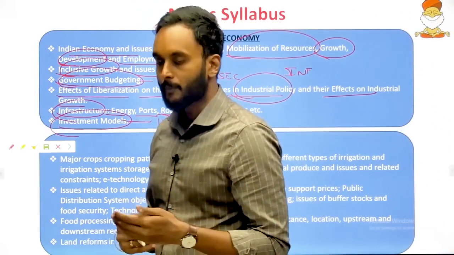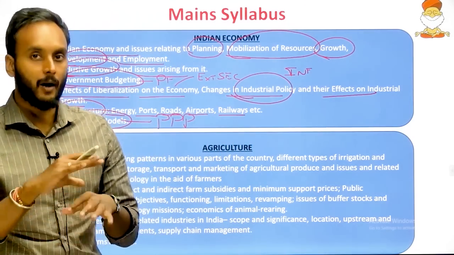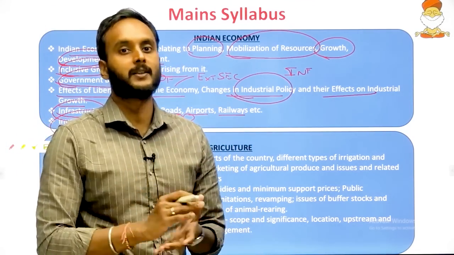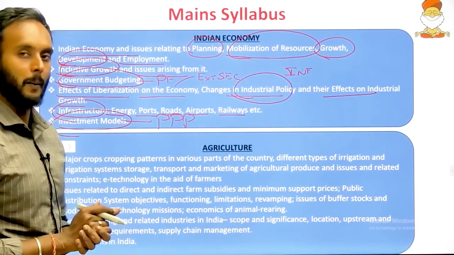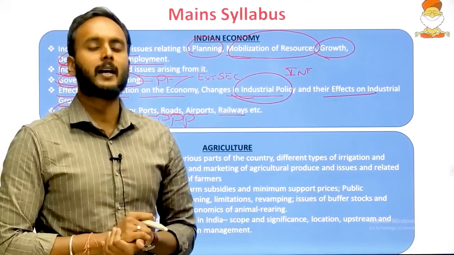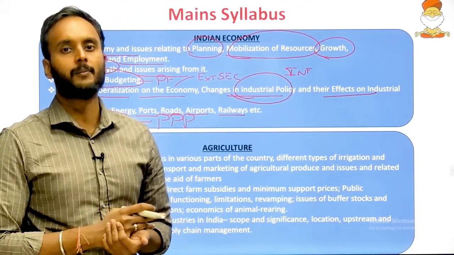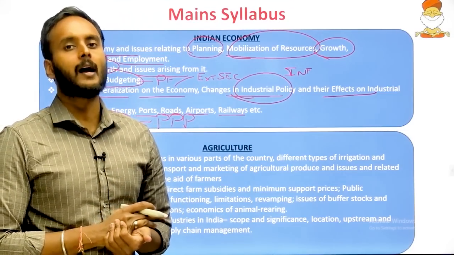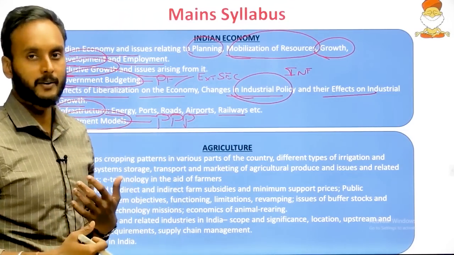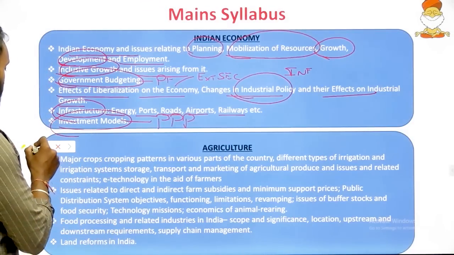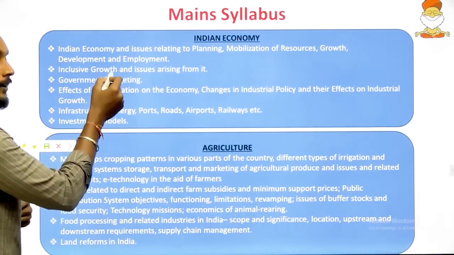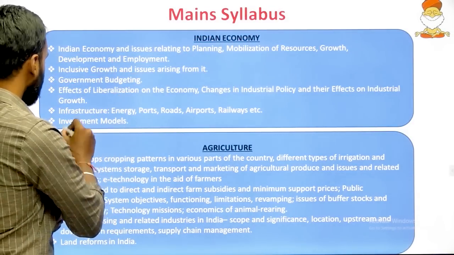So now that we understood how the mind map works and how the subjects and chapters are interlinked, now let us see how questions have been asked. What are the trends of economy with respect to prelims and how the questions are being asked from the various chapters. So let us understand that with the help of a trend analysis.